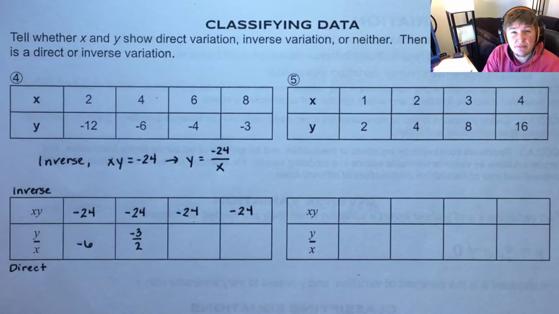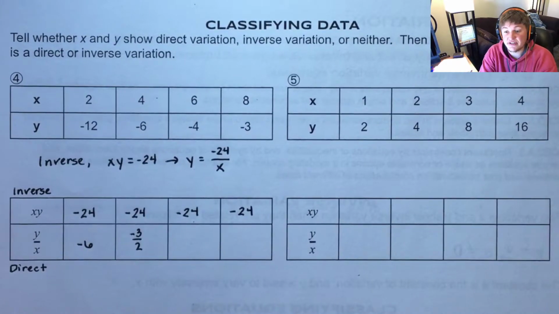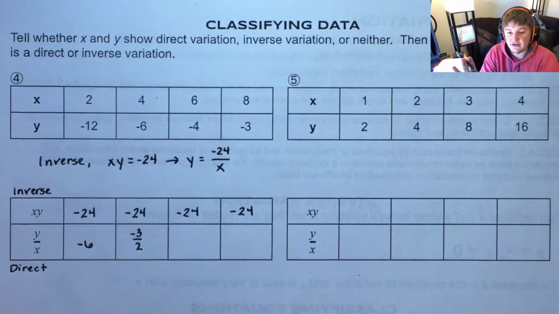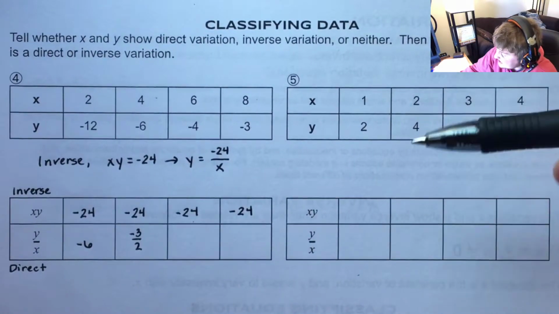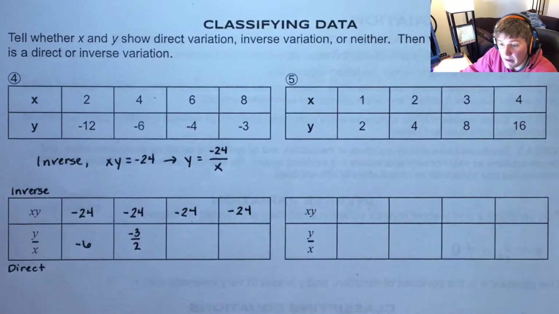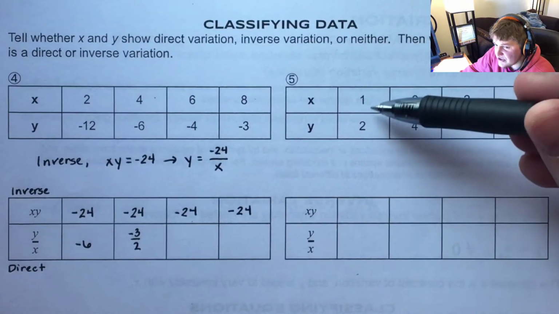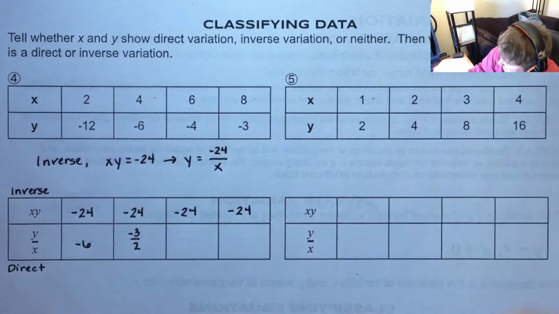Number 5 is going to be the exact same thing. The only difference is this one's done. If you haven't figured it out, we're probably just not going to get inverse variation here. We're probably going to get direct or neither. Let's just see what it looks like, though. We'll go through doing proper work, and we will check all. So x times y is 2 here.